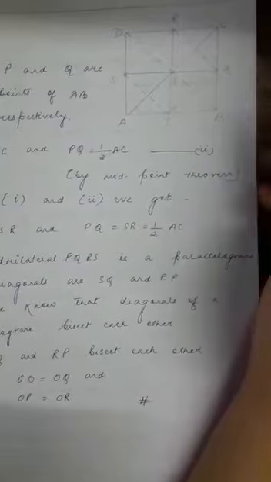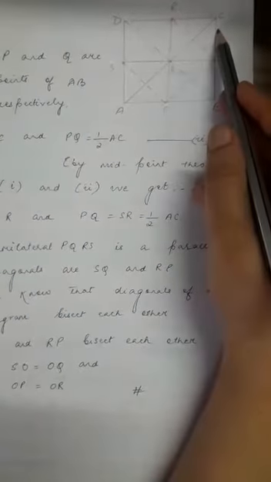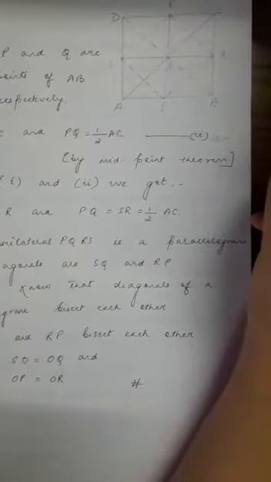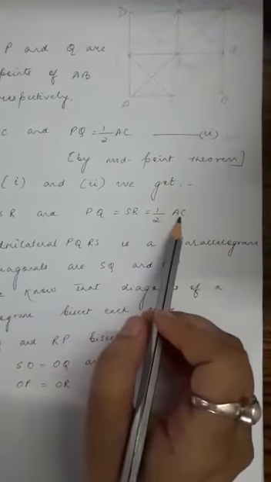Next, we consider the triangle ABC. In this triangle, P and Q are the midpoints of AB and BC respectively. Therefore, PQ is parallel to AC and also it is half of AC. So keep this one as equation number 2. Now from 1 and 2, we can say that PQ is parallel to SR and also PQ is equal to SR, which is equal to half of AC.